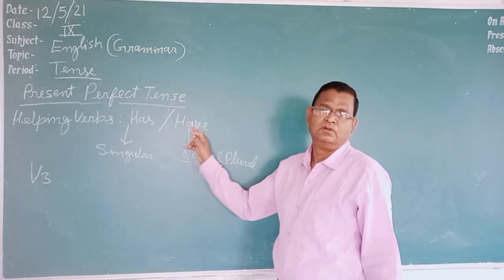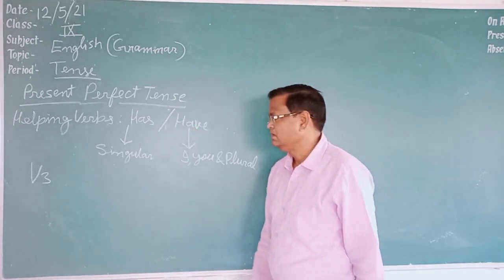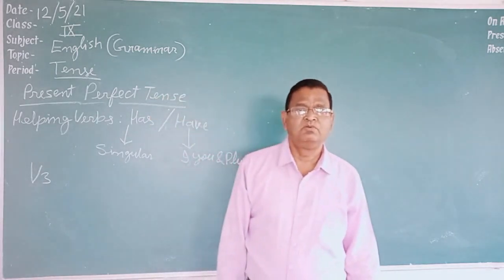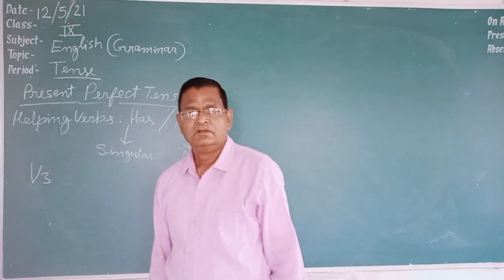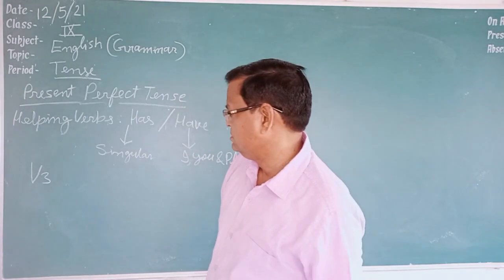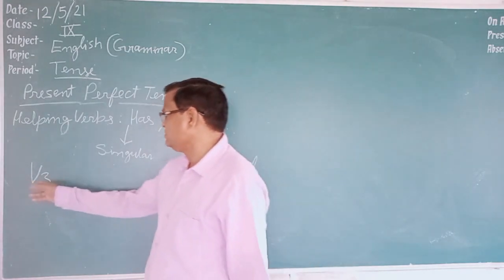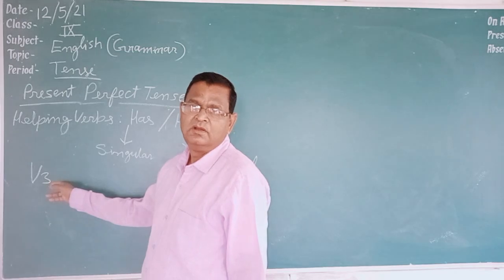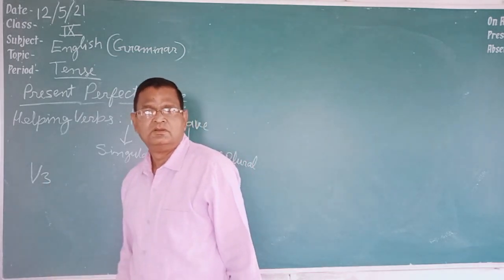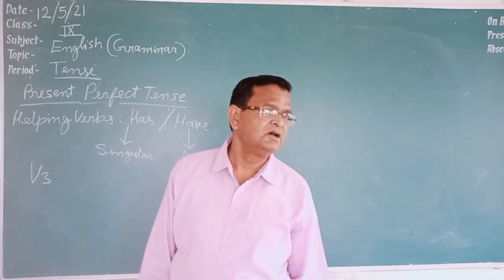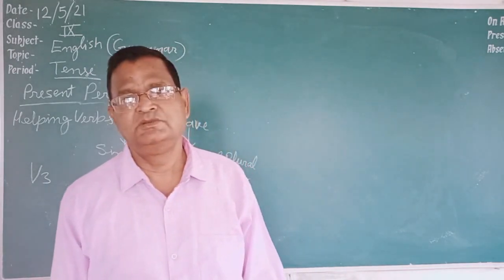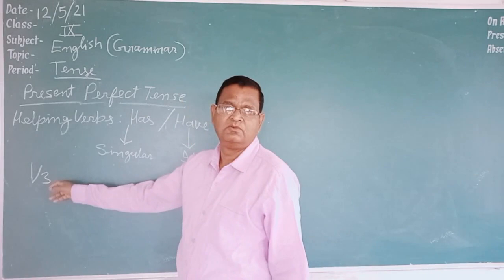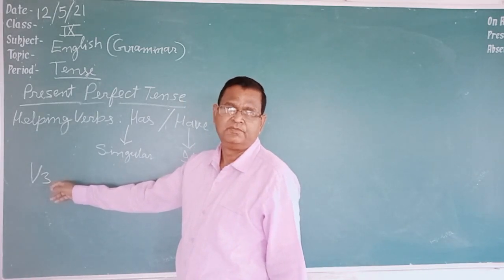This is the rule. Second thing, I have told you that in different tenses, different forms of verbs are used. The main verb form in this tense is the verb third form. I have told you that a verb has three forms: present form, past form, past participle form. In this tense, past participle form is used, the verb third form, V3.